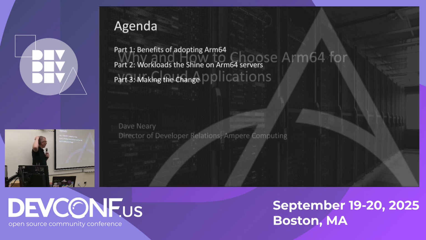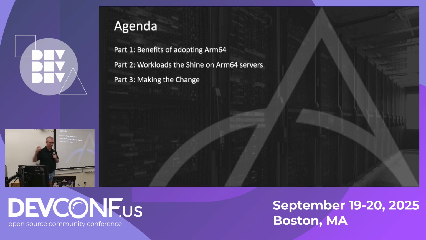Okay, well, it's a presentation in three parts. First, what are some of the benefits that we bring to the table with Arm64 CPUs for the cloud? Then we're going to talk about what kind of workloads really work well and make sense to run on that architecture. And then finally, what's involved in making the change in terms of building Arm64 containers and multi-arch manifests, and then doing your application lifecycle management with Kubernetes.